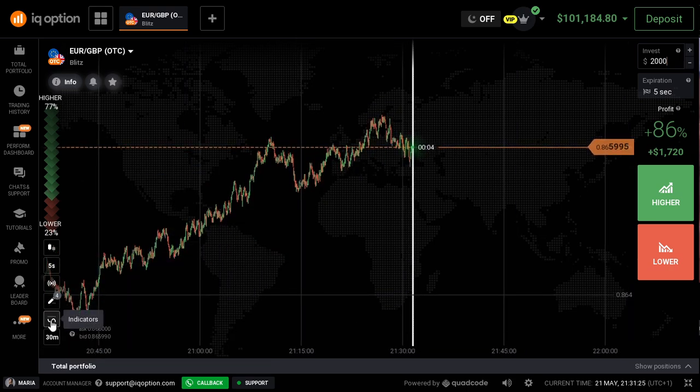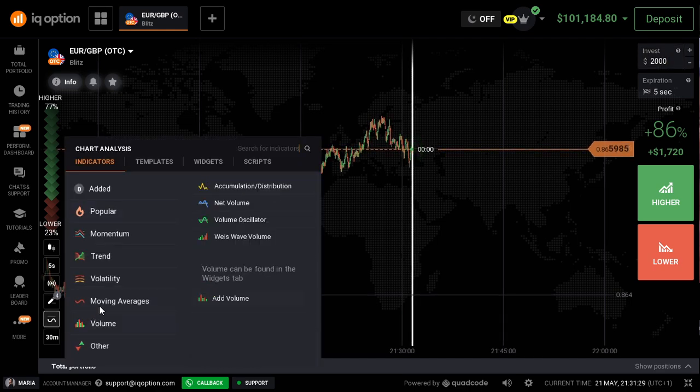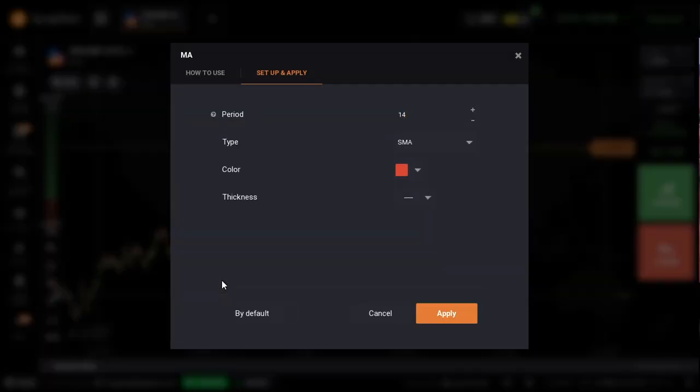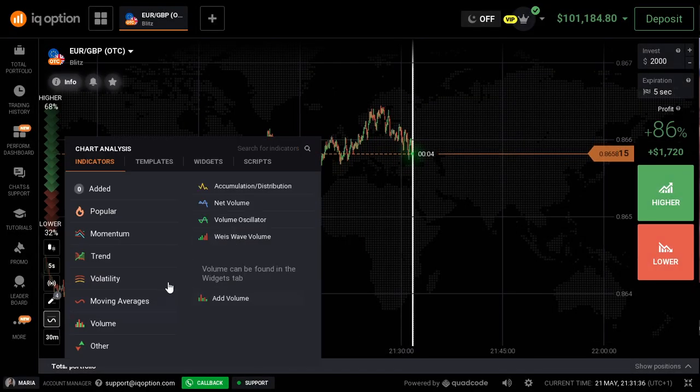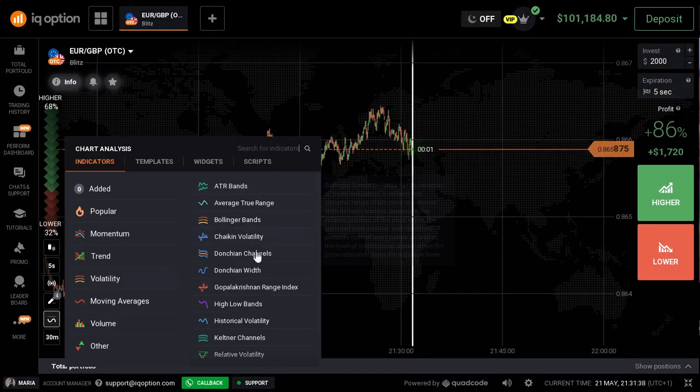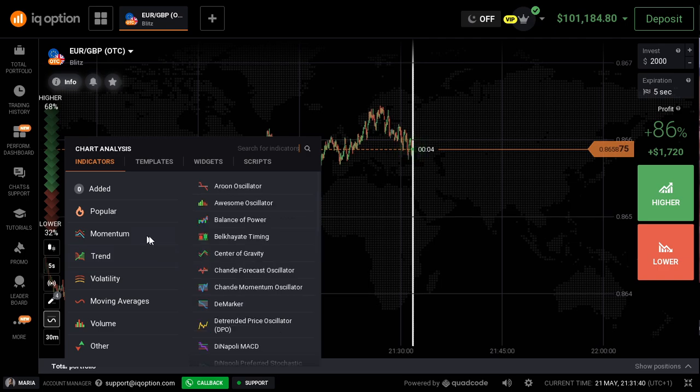So this is where to set indicators. You can see it shows indicators, and then you can look for any indicator you want to use. Moving average, you can use moving average. If it's any other indicator, you have to search for it. And you can see save indicators, you can save them.